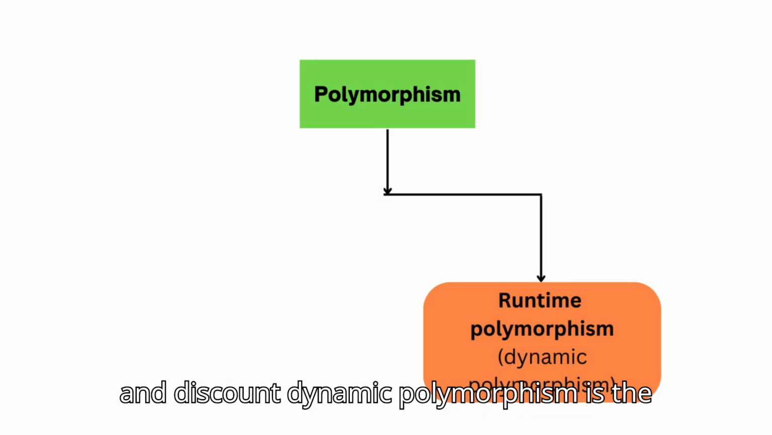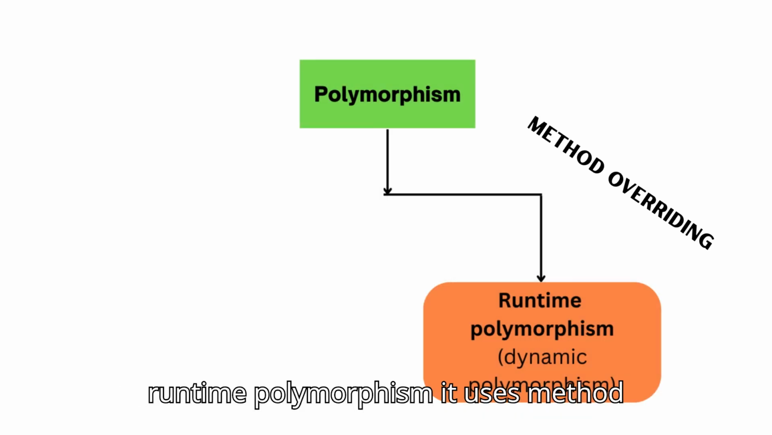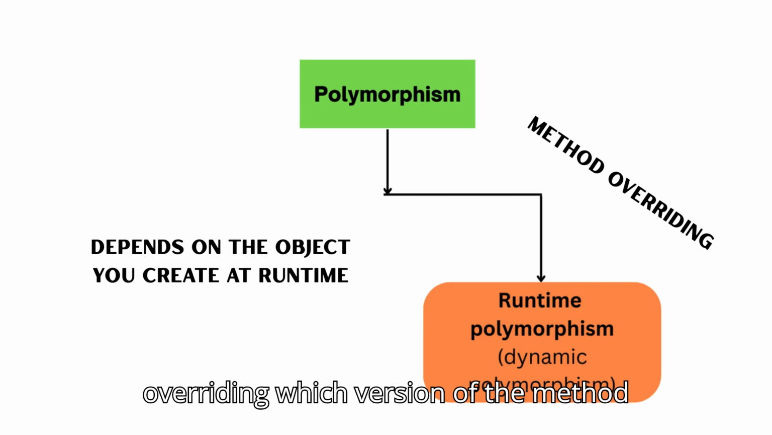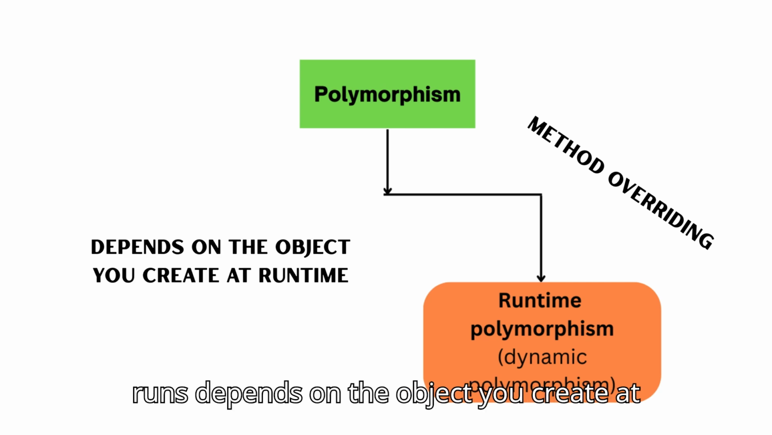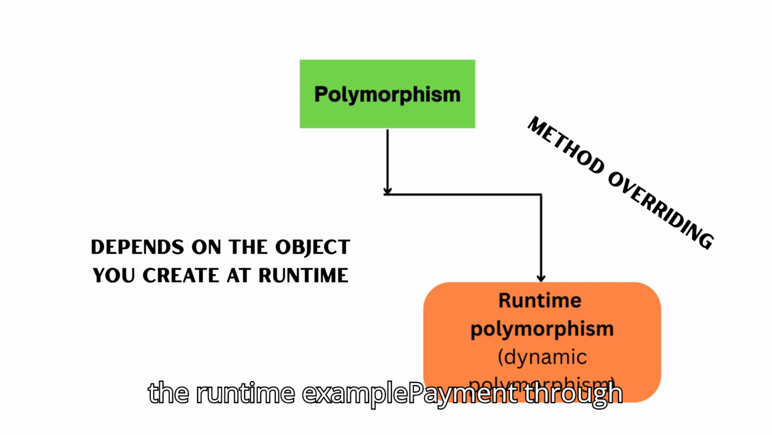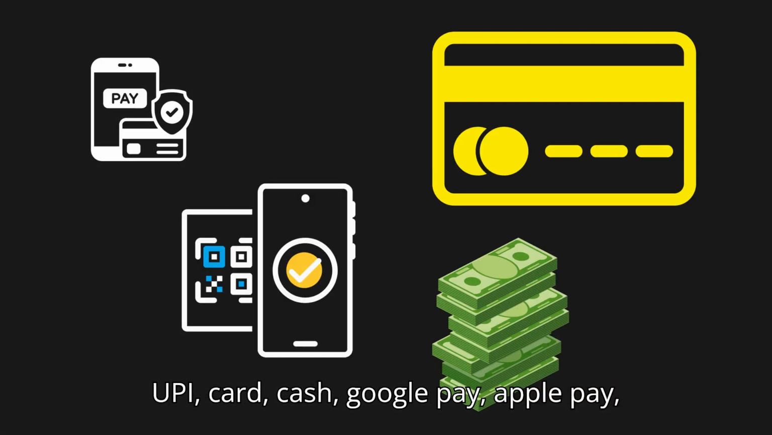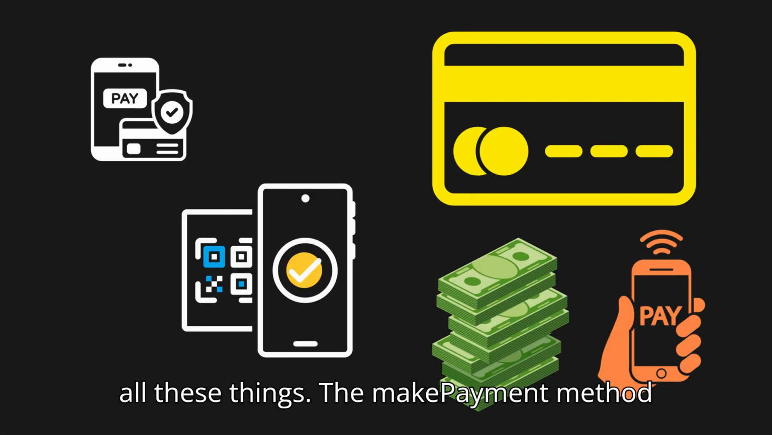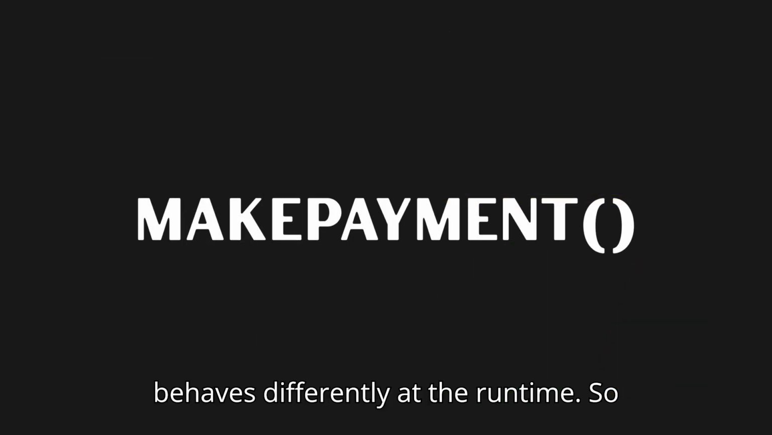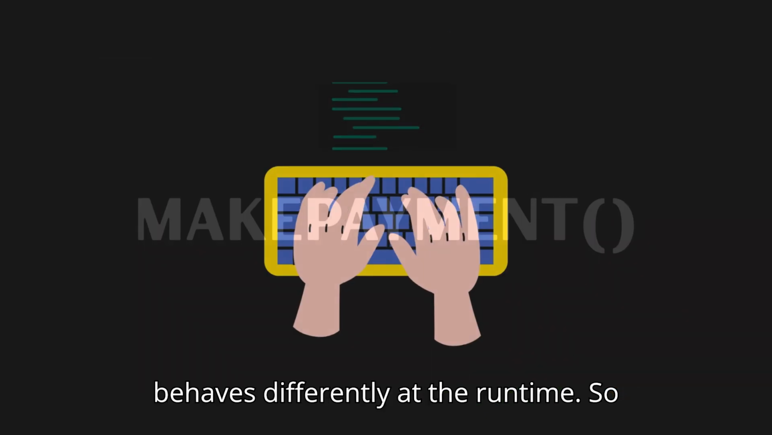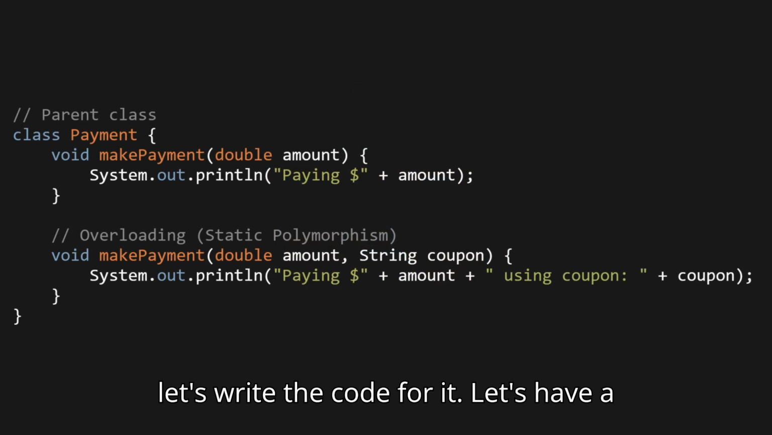Dynamic polymorphism is the runtime polymorphism. It uses method overriding. Which version of the method runs depends on the object you create at runtime. Example, payment through UPI, card, cash, Google Pay, Apple Pay, all these things. The makePayment method behaves differently at runtime. So let's write the code for it. Let's have a parent class.